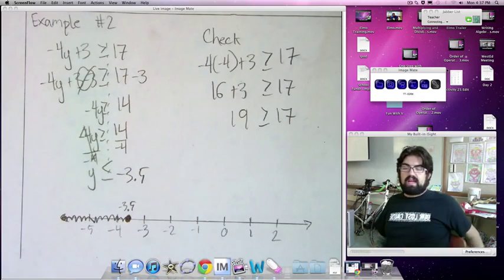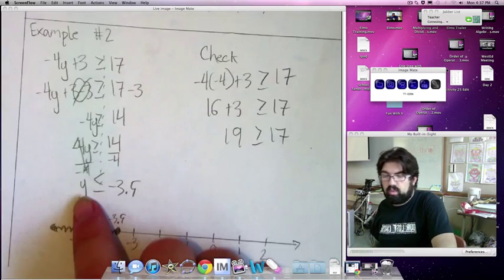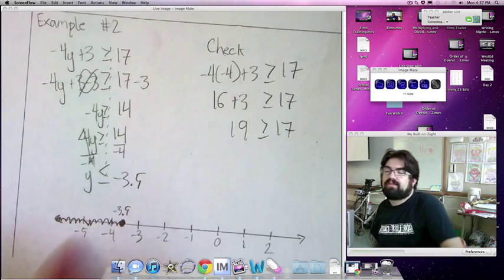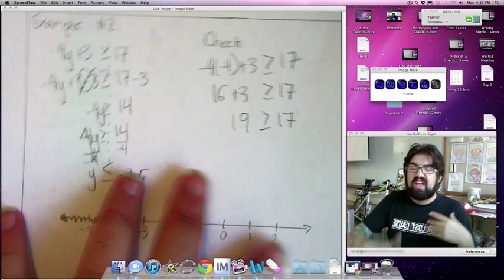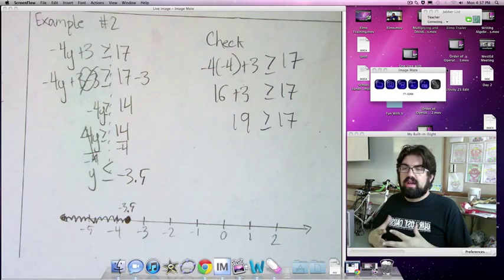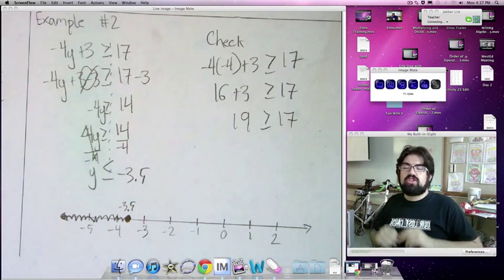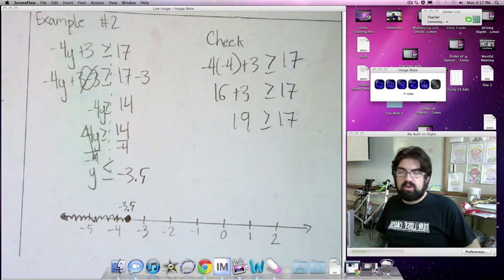So, that's our number line. This is our final answer. Y is less than or equal to negative 3.5. And this is our graph. Remember, the graph shows every possible answer that makes this statement true. That makes the very original inequality a true statement. That's the whole point of the number line.